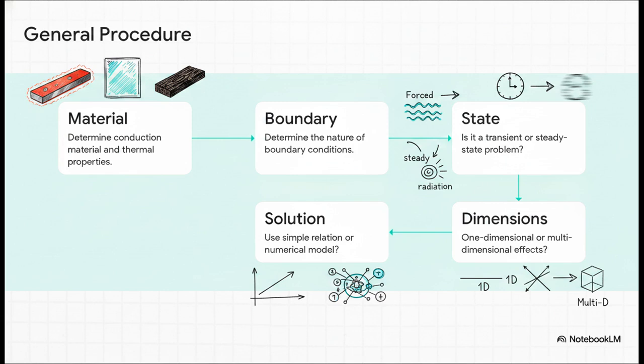First, you determine the material properties. Then check the boundary conditions. Is it forced convection or radiation? Step 3, is it steady or transient? Step 4, 1D or multidimensional? And finally, step 5, can you use a simple relation or do you really need a full numerical model?